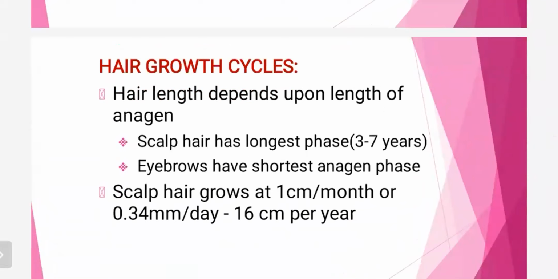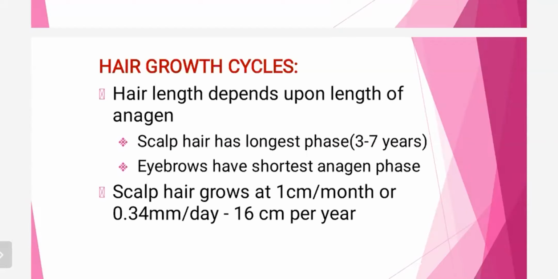And the next group of diseases, all the conditions are related to the hair growth cycles. So before going to Indralupta and Khalitya, it is essential to know the hair growth cycle. The hair length depends upon the length of anagen. The hair has three phases: anagen, catagen, and telogen. This anagen phase is the growing phase. So the hair length depends upon the anagen phase. The more prolonged the anagen phase, the lengthier the hair.